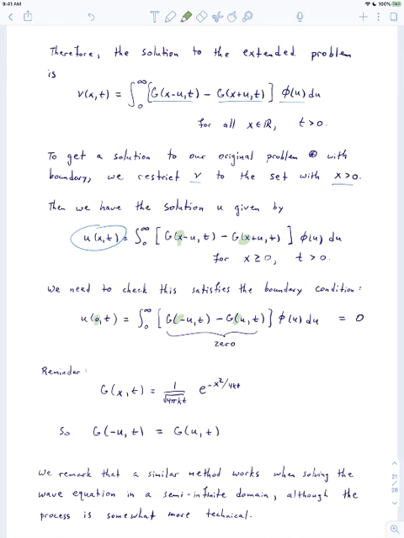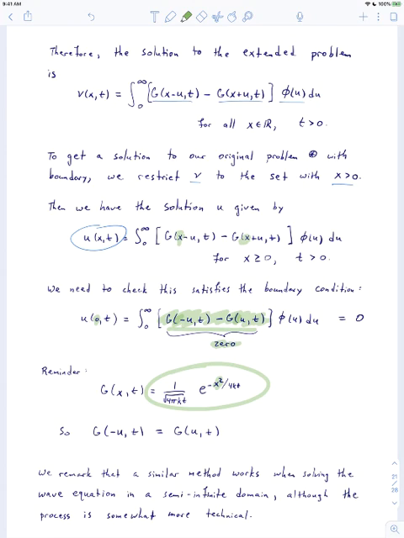Now, it might not be immediately obvious, but this term is in fact 0. That's because g is an even function. It's symmetric about the y-axis. You can see that here. The only occurrence of x is right here, where it's x squared. So g is symmetric about the y-axis. That means g at minus u comma t is equal to g at positive u comma t. So these two terms are the same. In other words, when you take their difference, it's 0. So that means that the integral is 0. And this is true for every t.